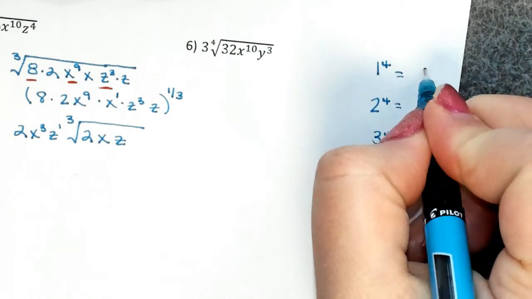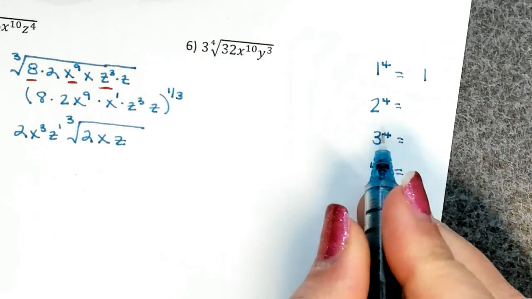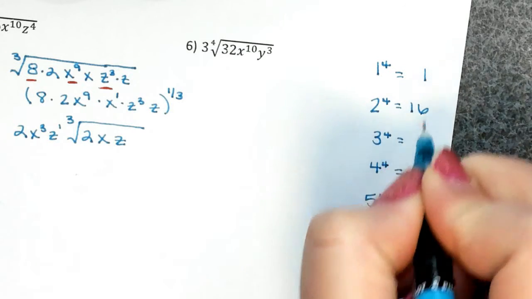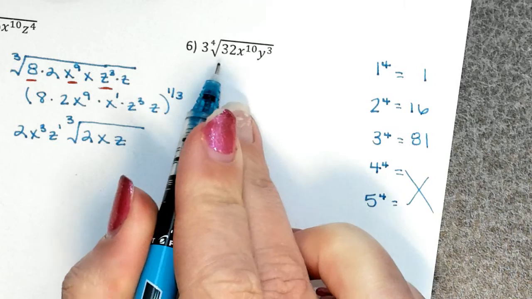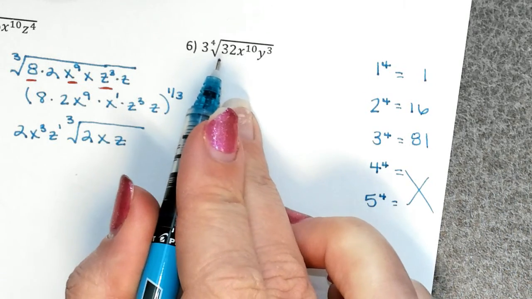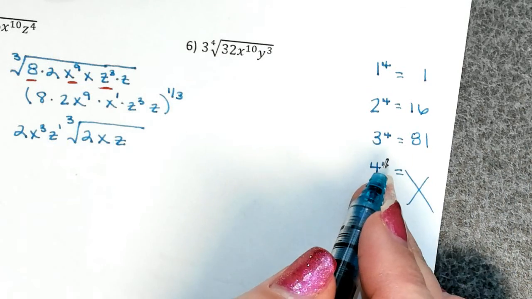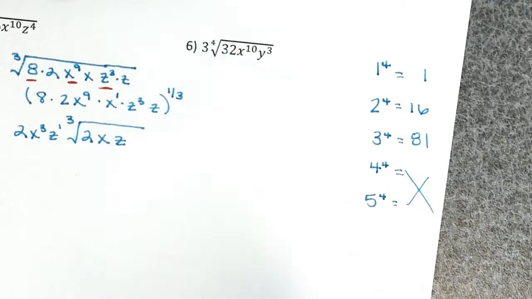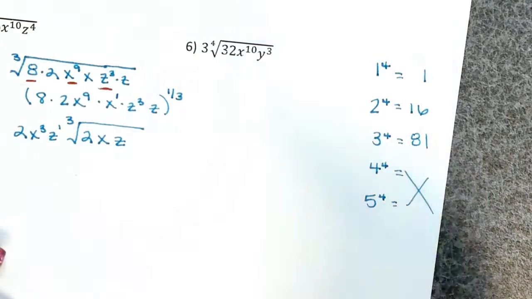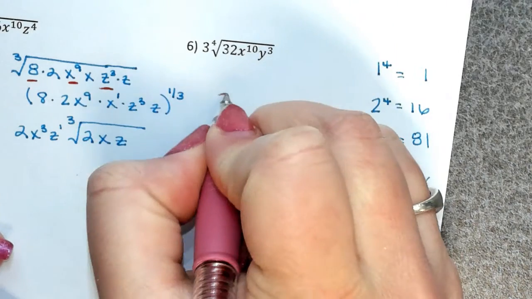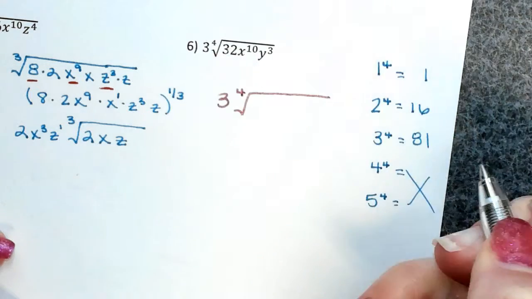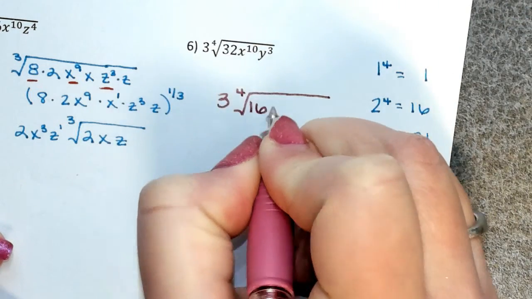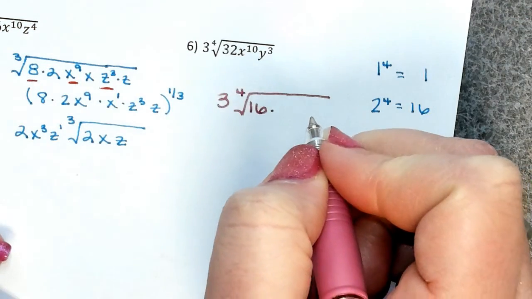So 1 to the 4th is going to be 1. What's 2 to the 4th? What's 3 to the 4th? I don't even have to go any further because I know that I would already have it in my list if it's possible. Do any of these numbers go into 32? 16. So I'm going to leave the 3 on the outside times the 4th root of 16 times what gets you 32? 2.